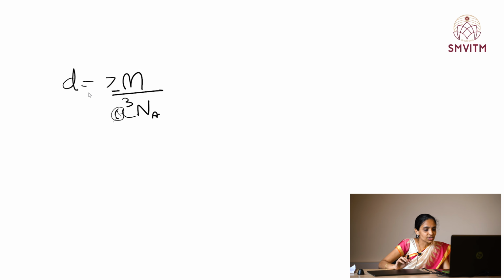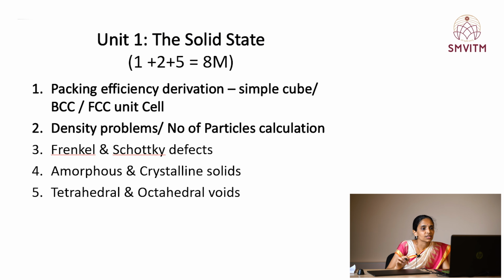Then the other important question here is either the density problem or the number of particle calculation. Is it not? Number of particle calculation is asked, for which you have to write a small diagram and say where exactly the particles are located. If it is a simple cube, the number of particles per unit cell will be 8 particles at the corners into 1 by 8. Is it not? So that will give you 1.